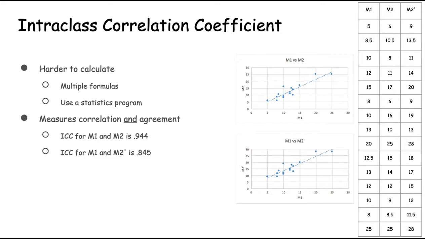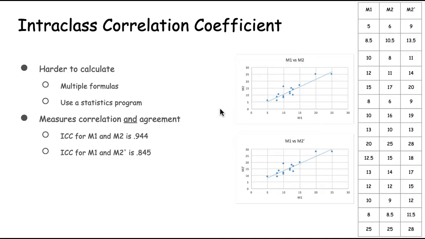The nice thing about the ICC is that it measures both correlation and agreement. So here you can see three sets of data. M1 and M2 are correlated and they agree fairly closely. This M2 prime, all I did was just add 3 to each value. So it's just a little bit different. It agrees less with M1.